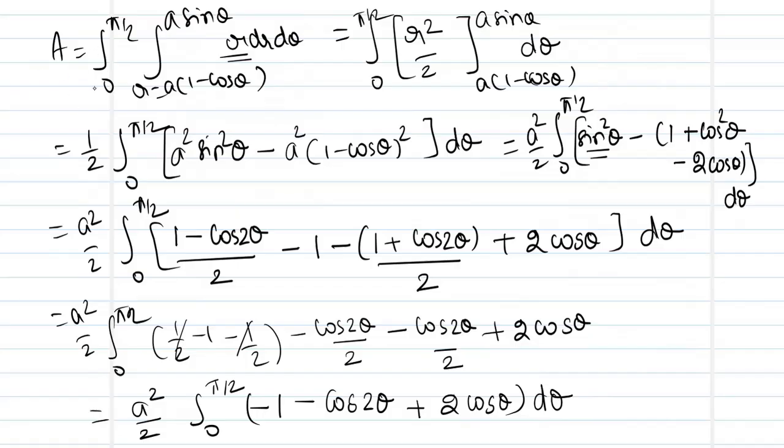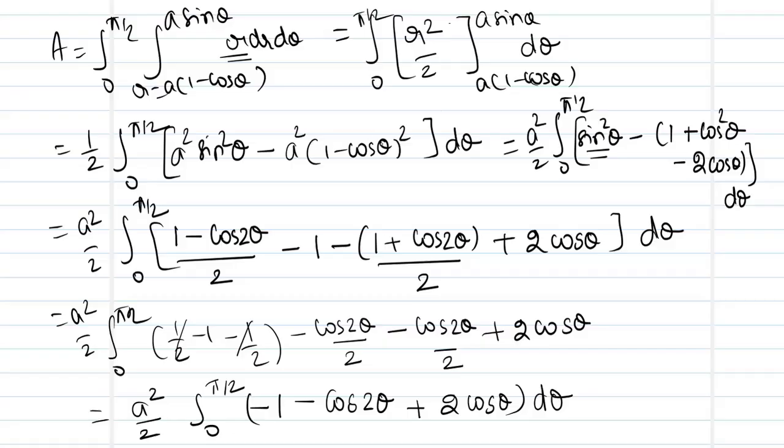To evaluate the area, integrate theta from 0 to pi by 2, r from a into 1 minus cos theta to a sin theta, r dr d theta. 0 to pi by 2 is kept as such. R on integration gives you r square by 2. Apply upper limit minus lower limit. 1 by 2 is taken common outside. R square: so a square sin square theta minus r square for the lower limit.